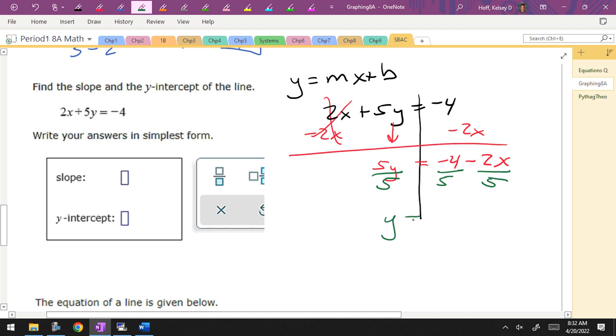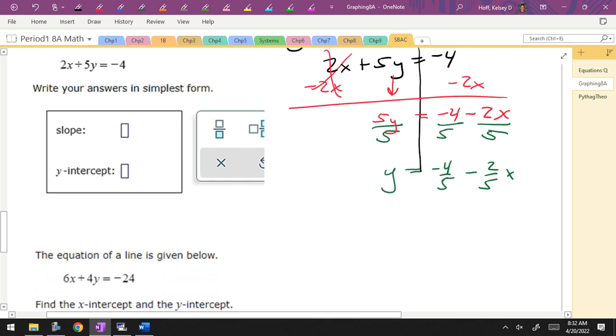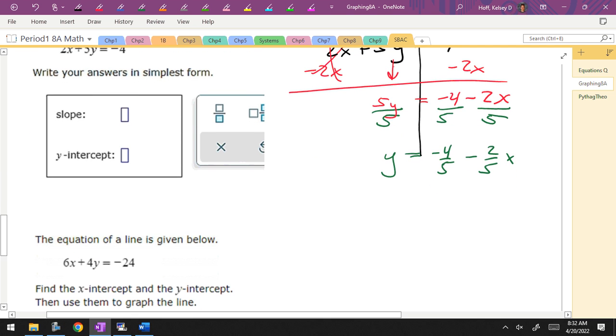Now, this seems a little scary, but it's okay because they're just asking for numbers. We don't even have to do anything with this. 4/5 can just stay 4/5. 2/5 can stay 2/5. Okay? So I have y equals negative 4/5 minus 2/5 x. Now, be careful here. Which one of those is the slope? Which one's the y-intercept? And how do you know?